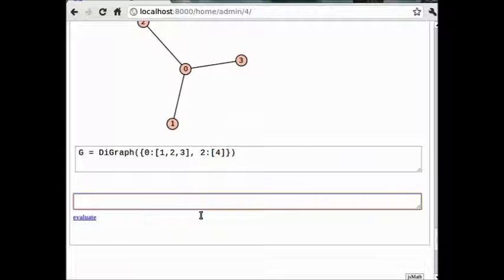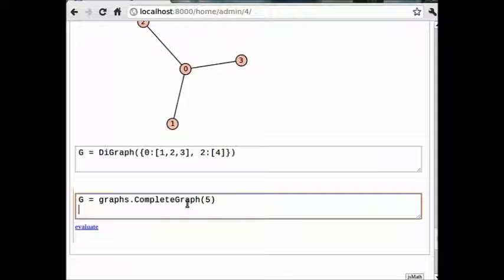Sage also provides a lot of graph families which can be viewed by typing graphs dot tab. Let us obtain a complete graph with 5 vertices and then show the graph. So you can type there G is equal to graphs dot complete graph within brackets 5. Then type G dot show, then closing brackets.